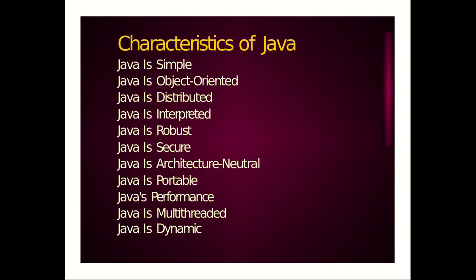Now we discuss the important characteristics of the Java programming language. Here is the list of characteristics: simple, object oriented, distributed, interpreted, robust, secure, architecture neutral, portable, performance, multi-threaded and dynamic. So these are the Java characteristics. We will discuss them one by one next.